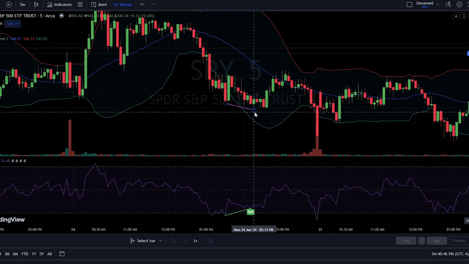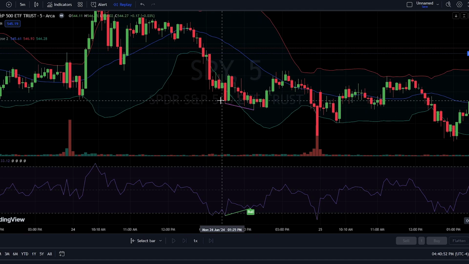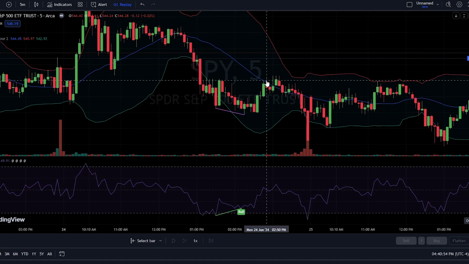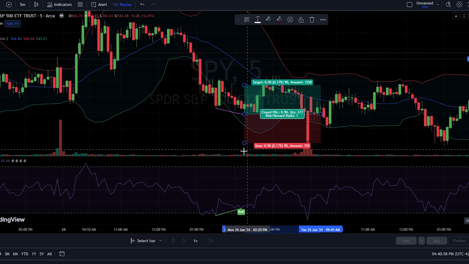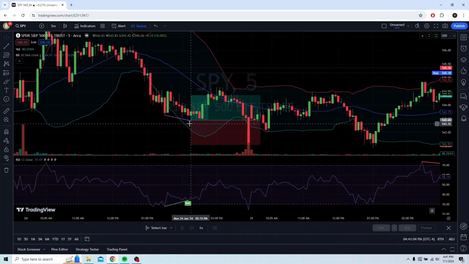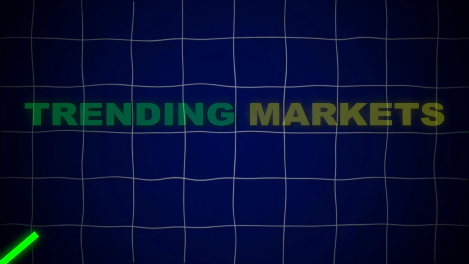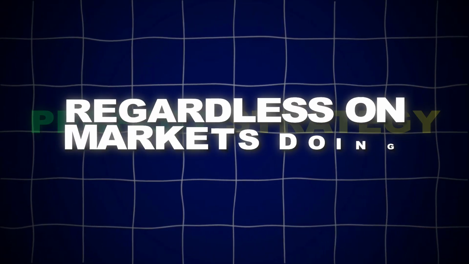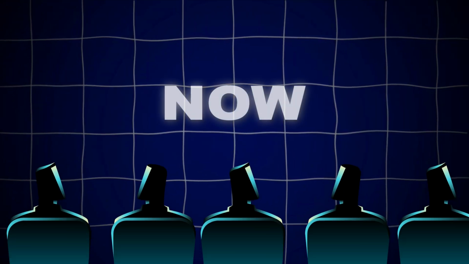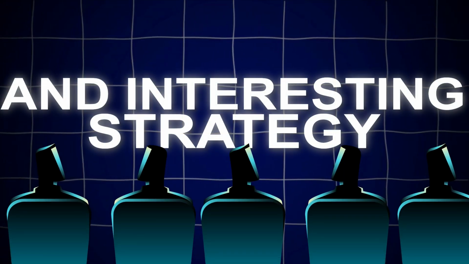Now here, as you can see, if we entered once we got the bullish signal and made sure to notice the bearish divergence in the market, we could have played up to our SMA and made a profit of around 17%. Now again, this works in sideways markets and also trending markets, making this the perfect strategy regardless of how the markets are doing.